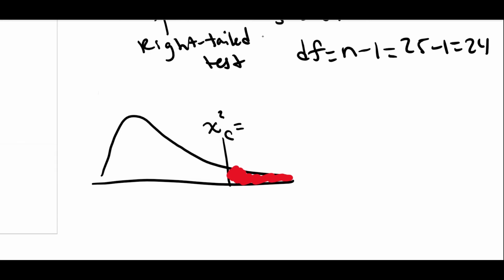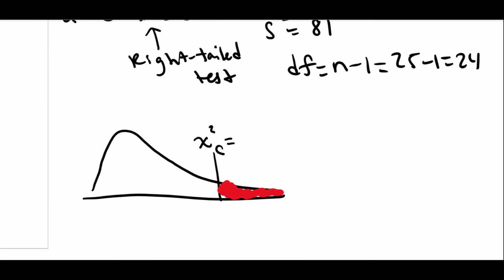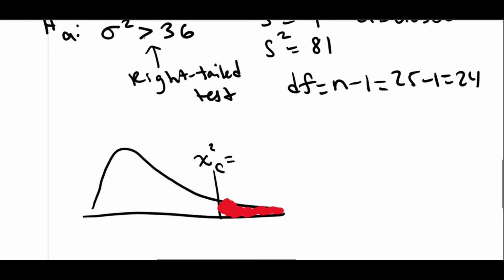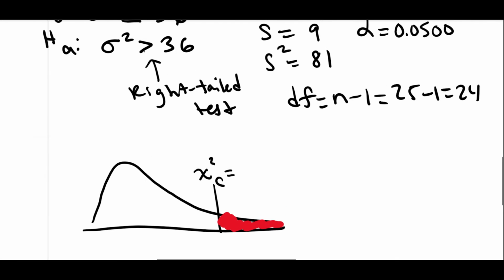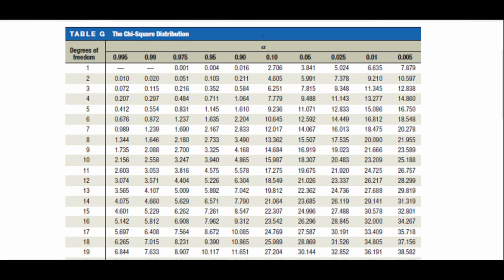Okay, so we need to figure out what this chi-squared is. Remember that the chi-square table gives you areas to the right. So if we want areas to the right, we simply look up the value on the table. If we want the area to the left, we need to do 1 minus. So chi-square is opposite of the other ones. So let's go to the chi-square table. DF is 24, alpha is 0.05, and we're looking at a one-tailed test.